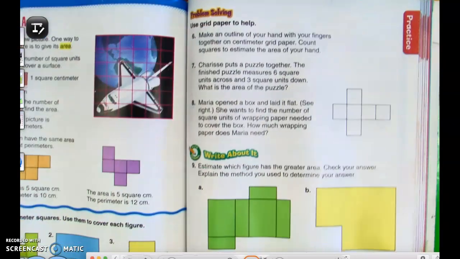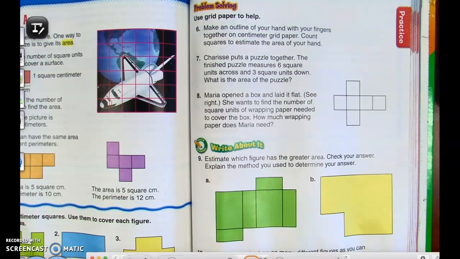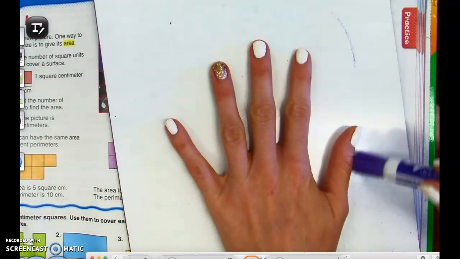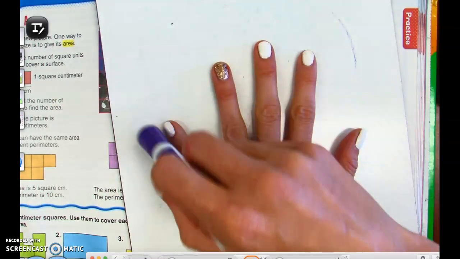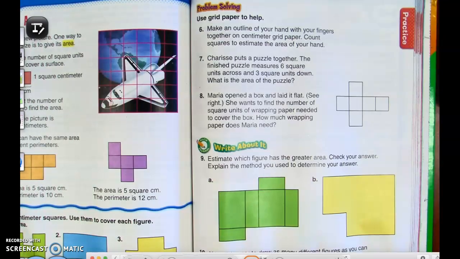Then what you are going to do for your must do is go over here. Number 6 says to make an outline of your hand with your fingers together on centimeter grid paper. Count the squares to estimate the area of your hand. So I would do this on your graphing paper. You're going to put your hand down, you're going to trace it, and then you are going to try to estimate. So it's okay, it doesn't have to be exact, but you're going to count up all the squares inside your hand to come up with the area of your hand.